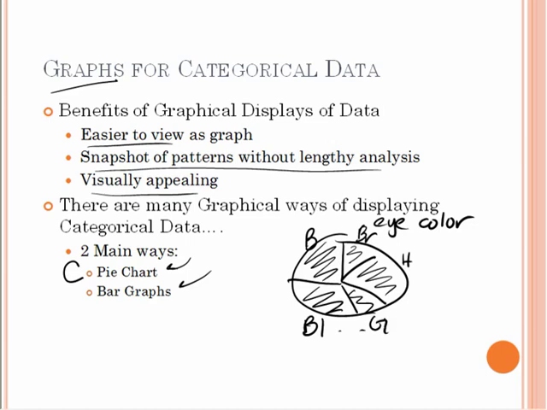Anyway, this is a pie chart and it is very easily viewed, and notice that the larger the slice of pie, the larger the percentage or the larger the count of that variable counted towards that category. Bar graphs are usually quantitative, but can be categorical as well.